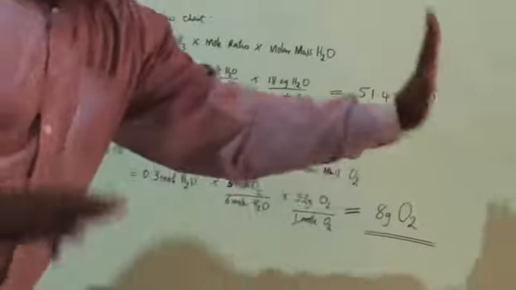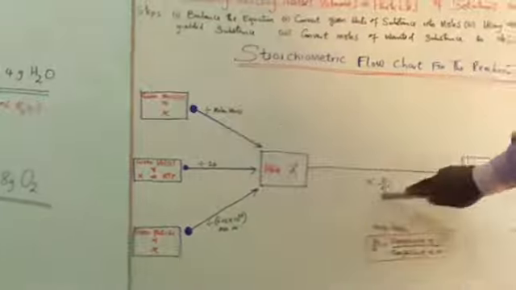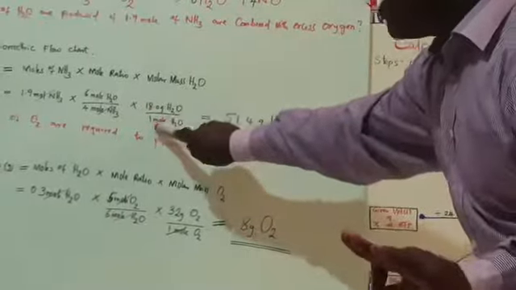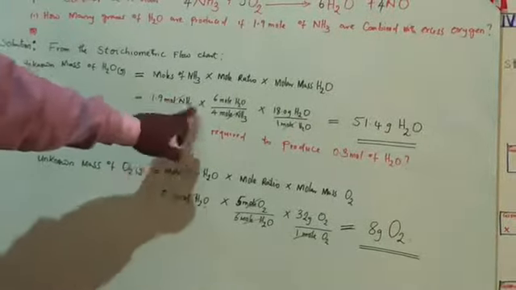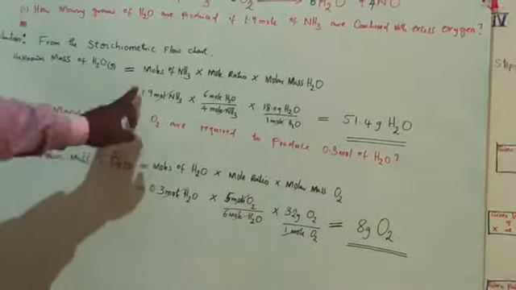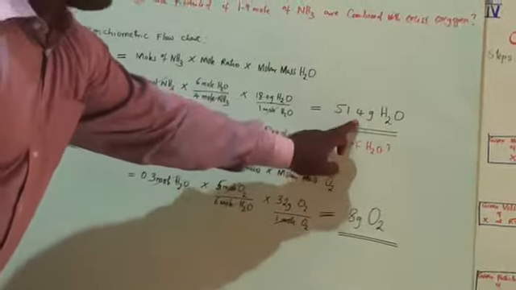This is the stoichiometric arrangement that we have used. The moles of ammonia, times the mole ratio, which is this all over this, then times the molar mass, which is 18. In order to cancel out the mole units, we divide by 1 mole of water. The moles of ammonia cancel the moles of ammonia, and the moles of water cancel the mole of water. Therefore, we are only left with 1.9 times 6 divided by 4 times 18 all over 1, which is equal to 51.4 grams of water.